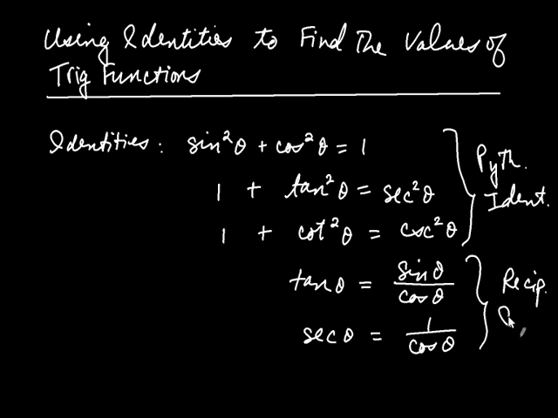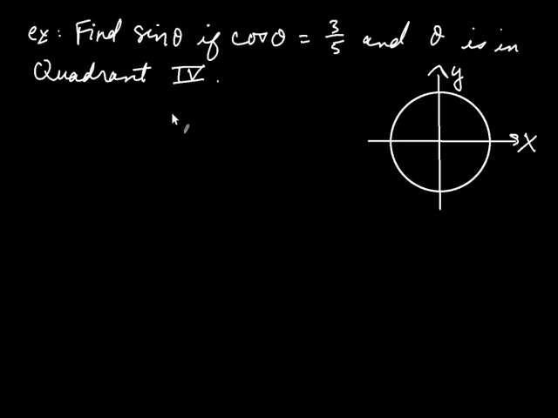There are other identities out there, of course, but these are the ones that commonly get used when finding the values of trig functions. Let's see some examples of problems I'm referring to. So let's find sine of an angle if cosine of the angle is given to be 3/5, and we're also given that the angle is in quadrant 4.